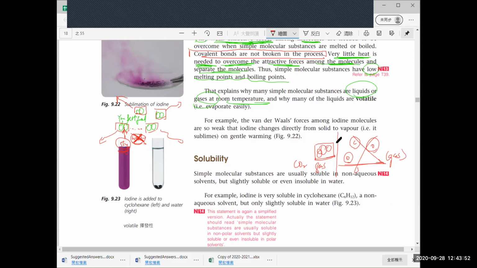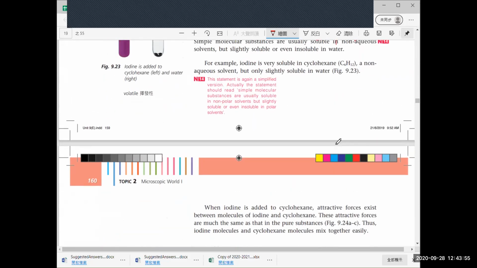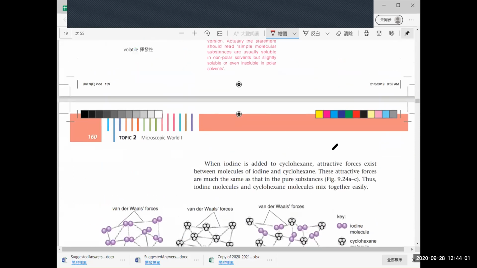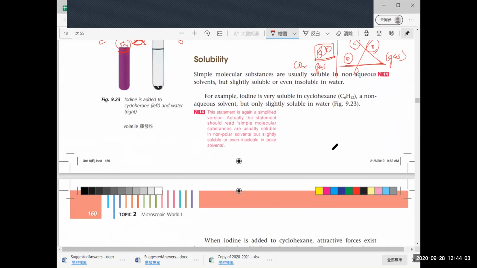Okay. So how about the solubility and electrical conductivity? Now, you may find it a little bit more challenging. Solubility, 溶解度. Solubility is about how well the solute will dissolve in the solvent. So you may have heard of these terms, solute, solvent, solution, right, in Form 1.